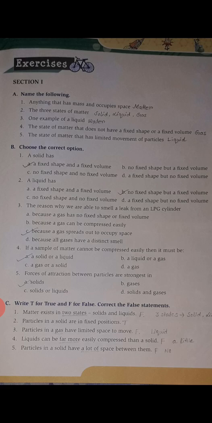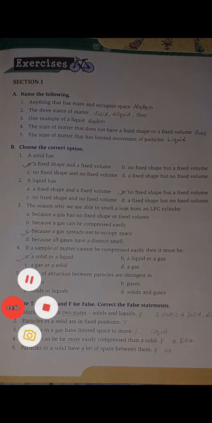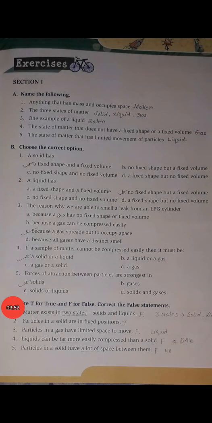Now coming to true or false, and correct the false statements. Number 1. Matter exists in 2 states, solids and liquids. We all know this is a false statement. The true statement is matter exists in 3 states. They are solid, liquid and gas. Now coming to number 2. Particles in a solid are in fixed proportion. This is true.